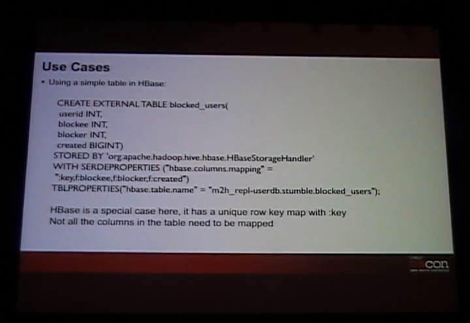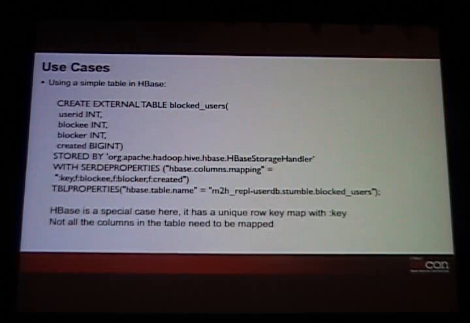And then finally, you give the name of the table in HBase. In our case, it's a MySQL to HBase replication from the user db.stumble, and the name of the table in MySQL is block users. Also, please note that you don't have to map, as I mentioned previously, all the columns. As far as I know, there are like 5 other columns in the MySQL table, but we don't need them in this case.